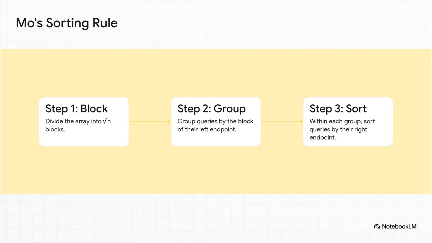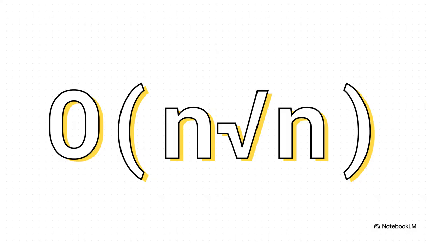And here it is, the specific sorting rule you need to code up. First, you group all the queries based on which block their left endpoint falls into. Then, inside each of those groups, you sort the queries by their right endpoint. This special ordering makes sure that the left pointer only makes a few big jumps, while the right pointer just kind of sweeps back and forth smoothly. It's really clever. So, what's the result of all this clever reordering? Well, for problems where you can add or remove an element from your range really quickly in O(1) time, the total complexity for n queries on an array of size n becomes a remarkable O(n root n).